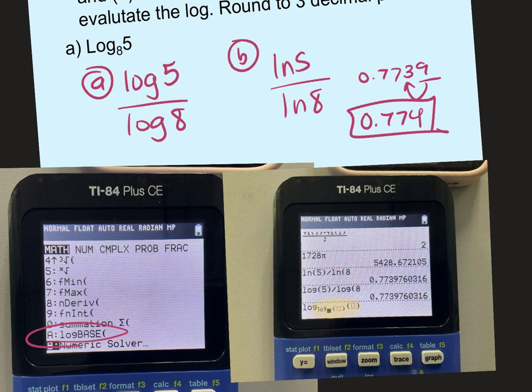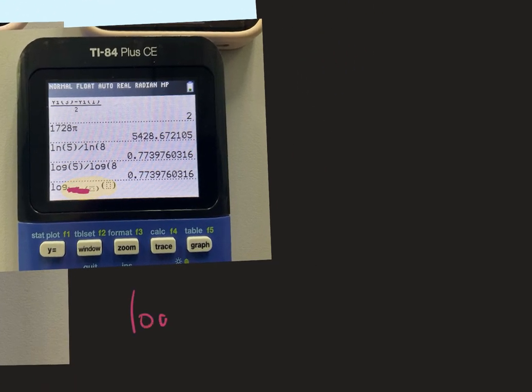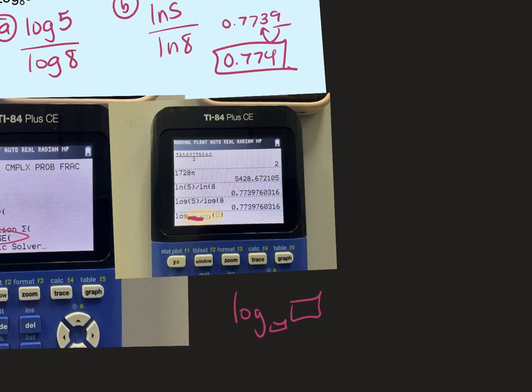Oh, I just did a log of base and a log of base. It would be just one of these. I hit it twice. Ignore that. It would be just like that. So it would say log, and then you have your little spot for the base, and then you'd have your big spot for the base, okay?